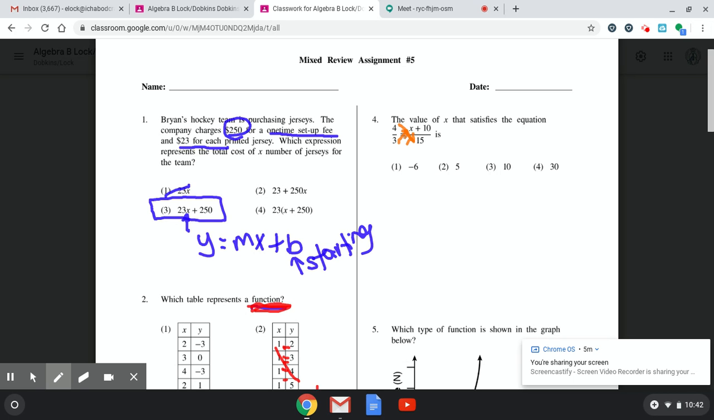All right, so Lizzie, what do we do when we do these types of problems? How do we solve them? By cross multiplying. Good, cross multiply. And what do you have to remember to do, Jaden, with that x plus 10 when you're cross multiplying?